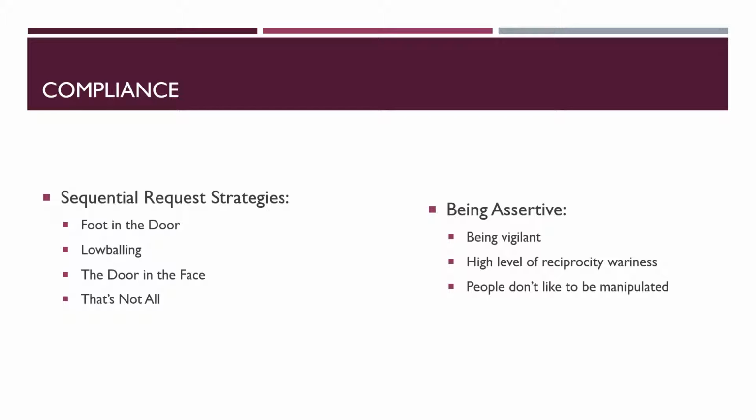So another technique that people use to get others to comply are sequential request strategies. These are two-step processes that are used when making requests. So the foot in the door breaks the ice with a small request that can't be refused so that the chances of compliance with a second larger request are greater. Lowballing gets you to agree with the request but then increases it by revealing some hidden costs. Door in the face is kind of the opposite of foot in the door, in that the initial request is so large that it's rejected, and the second smaller request seems more reasonable and people are more likely to comply.